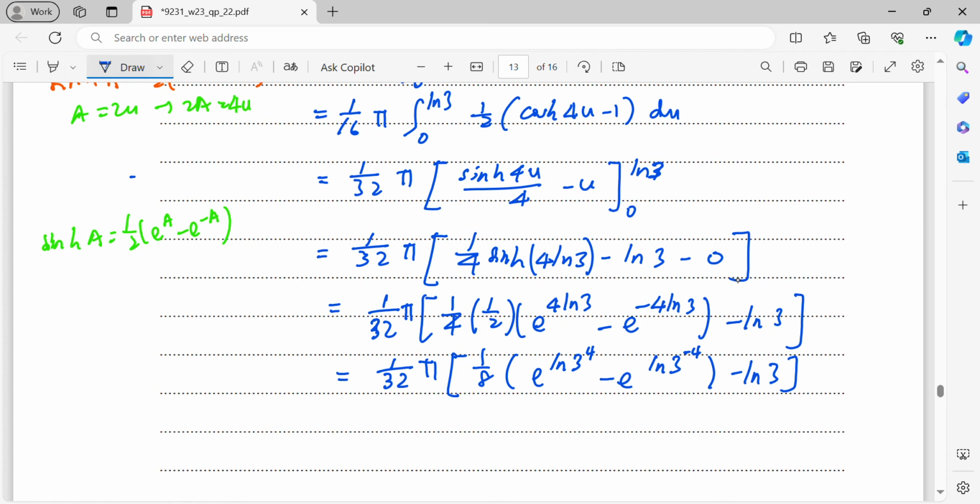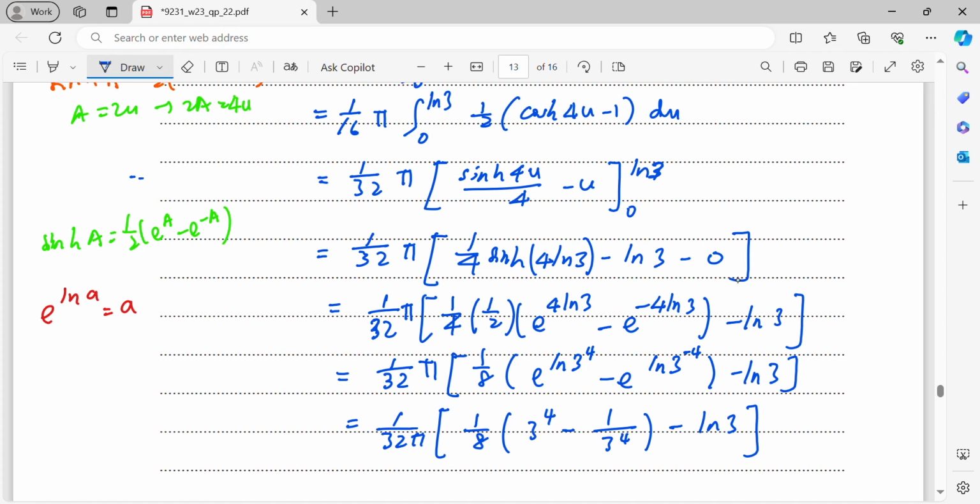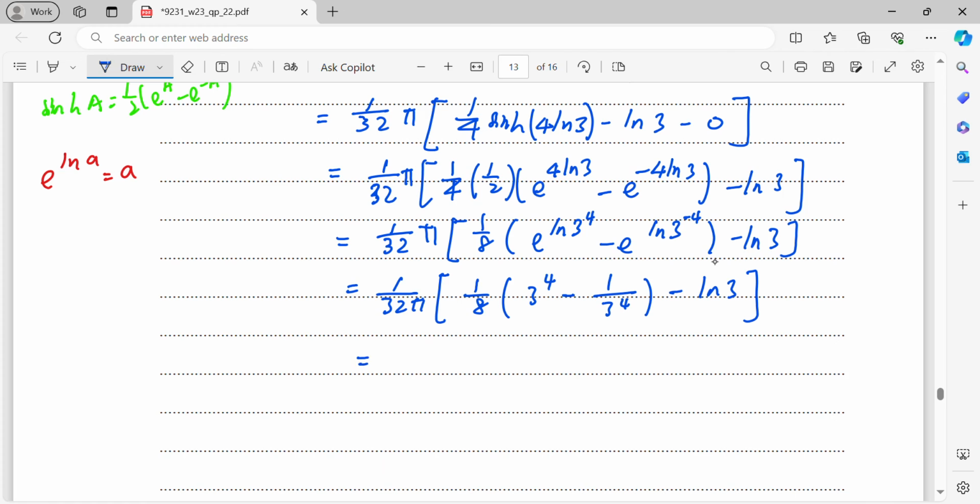Now, we have a formula: e^(ln A) is A. Therefore, this is 1 over 32 pi times 1 over 8 times 3 to the power 4 minus 3 to the power negative 4, which means 1 over 3 to the power 4. Then minus ln 3. Okay, so now you just press your calculator.